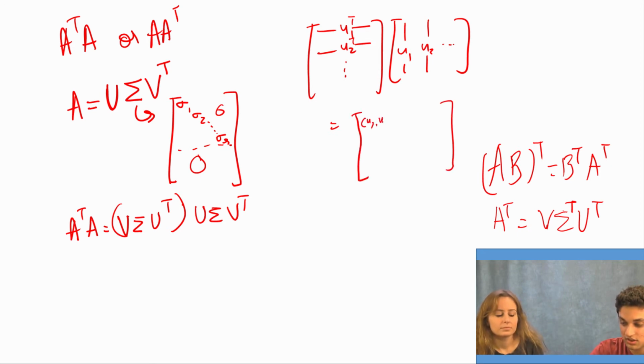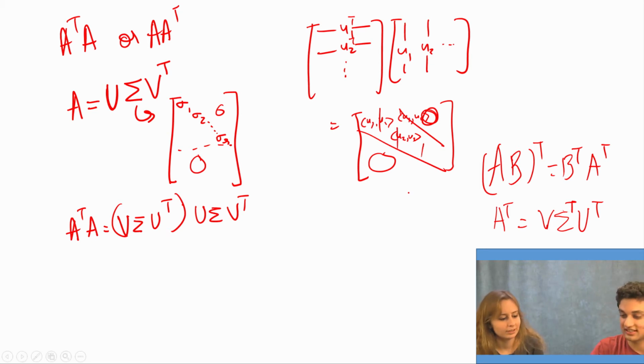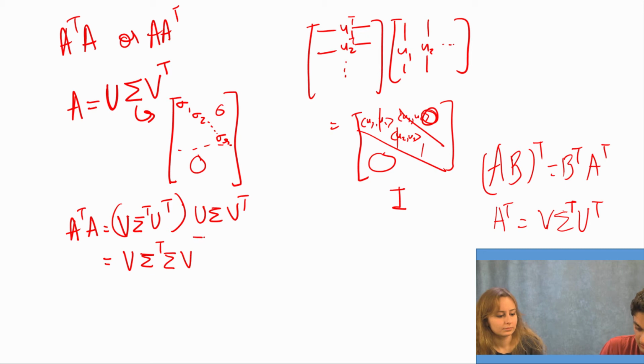So like U1 with U1, U2 with U2, U1 with U2, and so on. By orthogonality, anything off the diagonal is going to be 0, and by the normality part, all the diagonal entries become 1. So it just looks like the identity matrix. So this is going to be equal to V sigma transpose sigma times V transpose.